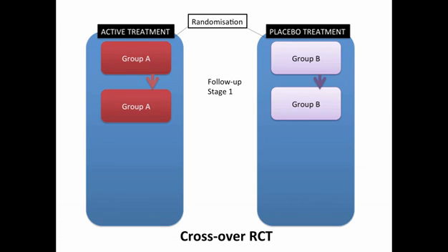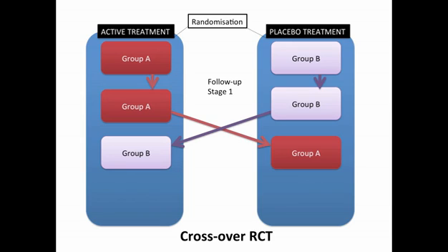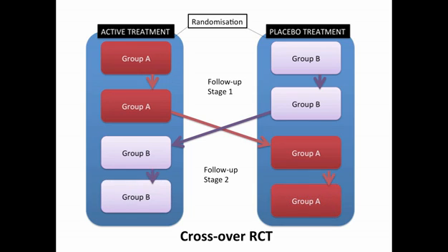In the first stage, you follow them up and evaluate treatment response as you would do in any parallel two-arm RCT. In the next stage, group A is given placebo treatment and B is given active intervention. Thus, a crossover takes place with another follow-up stage. This is called a crossover randomized controlled trial.